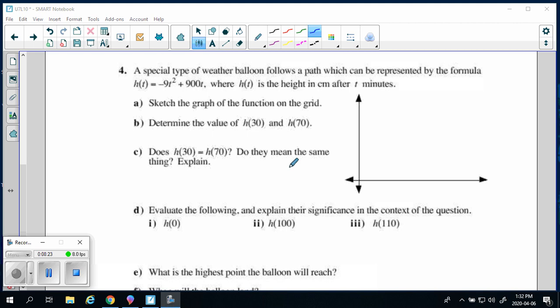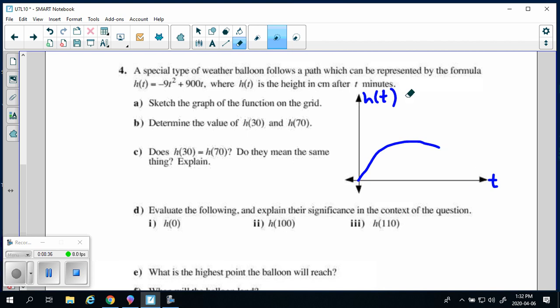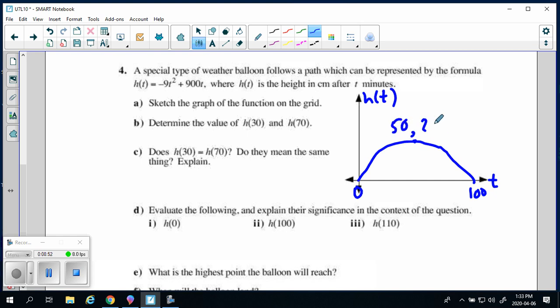Question 4 is nonlinear. If this is the height, then this is the time, then we're actually going to get one that looks like this. I'll try and do a better job of drawing that. So it looks like this, a parabola. It starts at 0 and goes to 100 over here. And it has a maximum value of 50, comma, 22,500. So a very, very large h-axis.